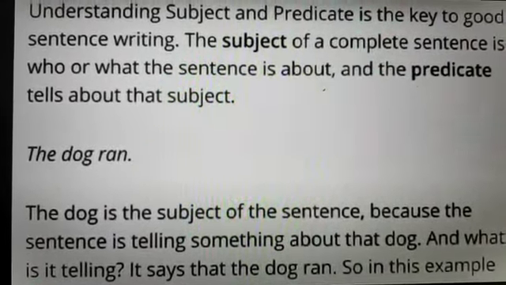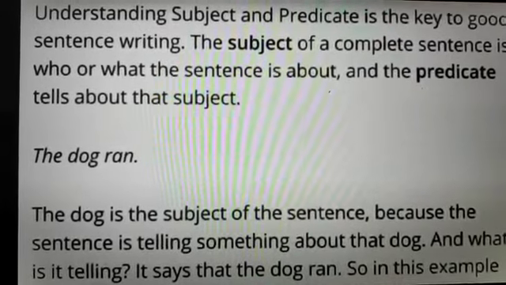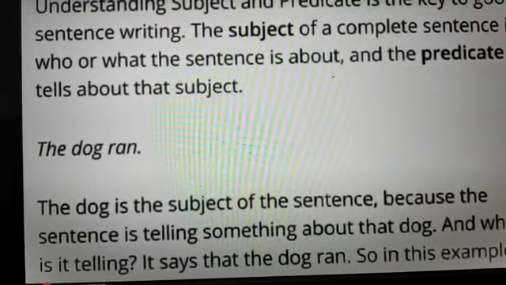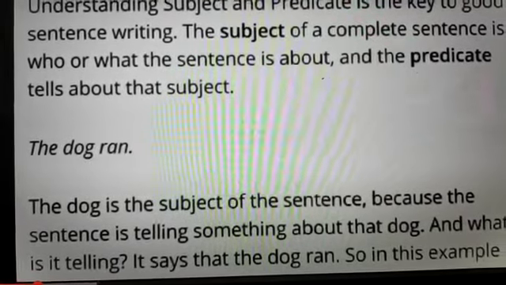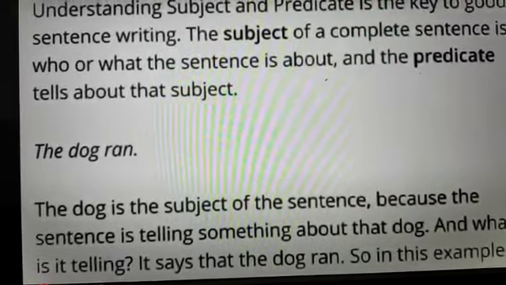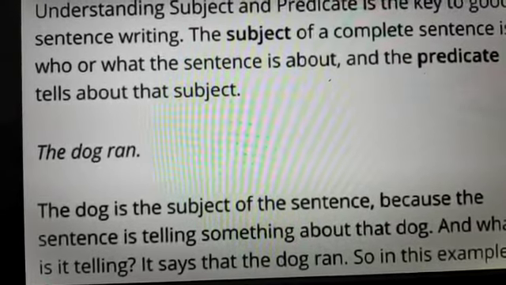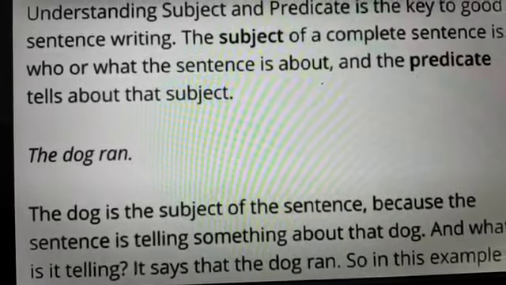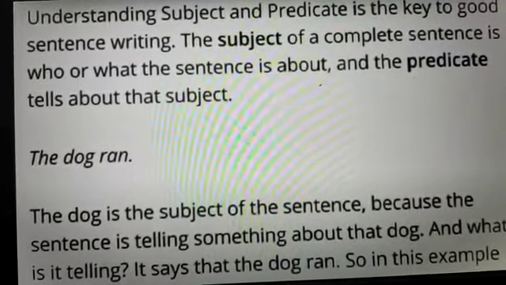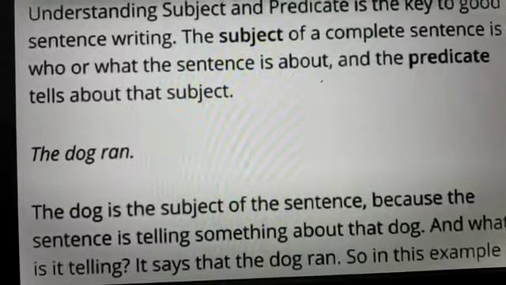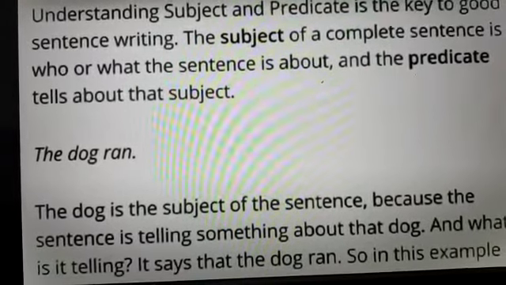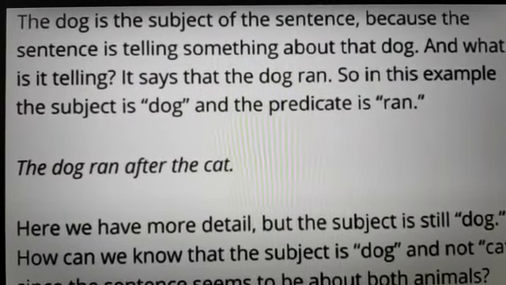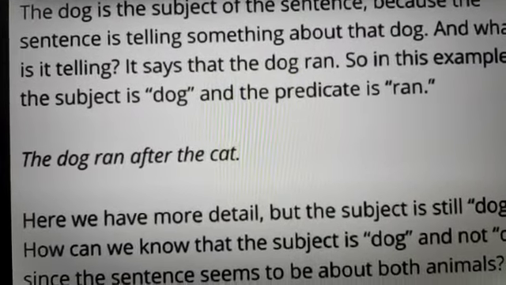For example, the dog ran. Here in this sentence, the dog is the subject of the sentence because the sentence is telling something about that dog. And what is it telling? It says that the dog ran. So in this example, the subject is dog and the predicate is ran.